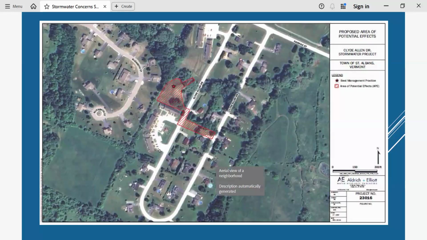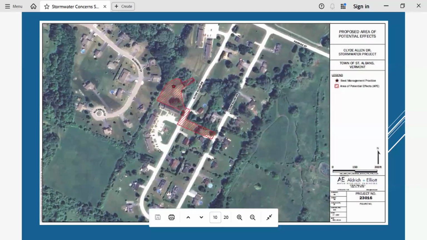And then we're going to go between a couple of backyards there, and we're going to catch some of the water from the eastern side of Clyde Allen. Then we're going to pipe it across the backyards and into our gravel wetland on the other side. So there'll be some new catch basins installed in there. We're going to install a catch basin right between the two roads to catch that stormwater.